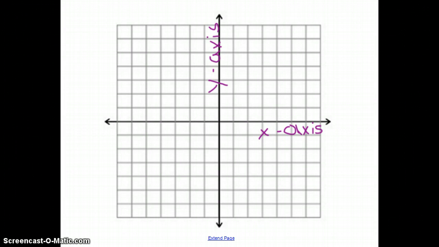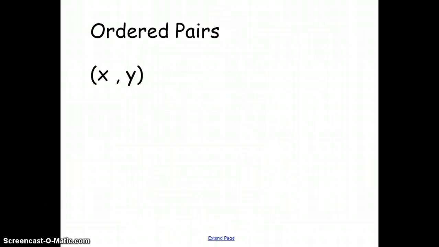Now we know that our coordinates on our graph are given to us in ordered pairs. So it's always the value x and then y inside of a set of parentheses. We just want to review where the x and y go.